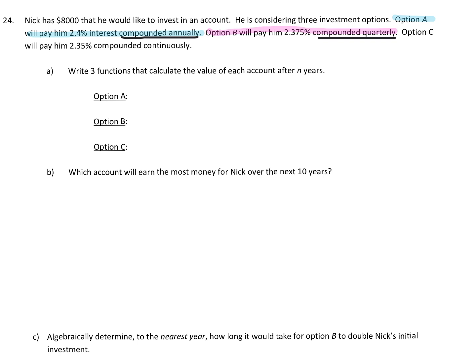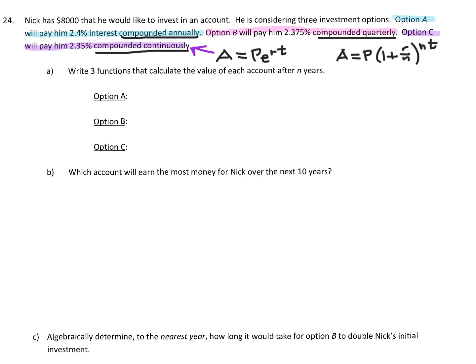All right, we have an option C. So this guy has a lot of options. Option C will pay him 2.35% compounded continuously. Okay, so I'm going to underline compounded continuously. Now whenever we see compounded continuously, that word continuously tells us we're going to use our APERT formula, right? So this formula we're going to use for option C.